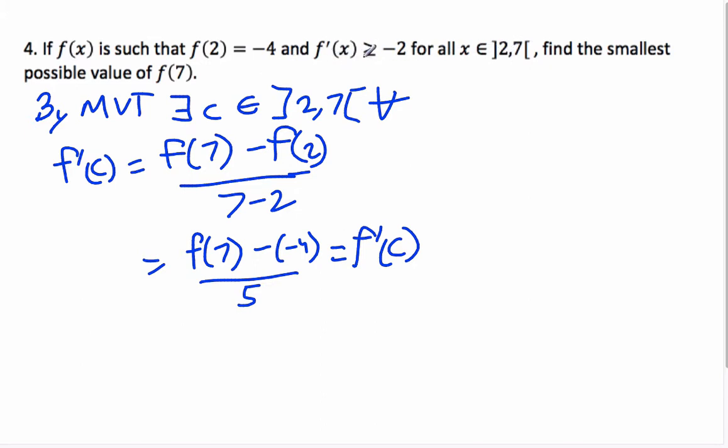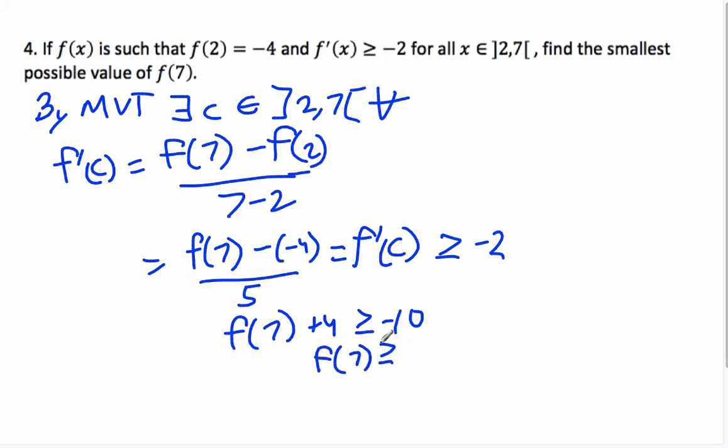And it says here that the derivative is greater than or equal to negative 2. So we can say this whole thing is greater than or equal to negative 2. Okay, so we can solve this inequality. We have f of 7 plus 4 is greater than or equal to negative 10. So f of 7 is greater than or equal to negative 14.